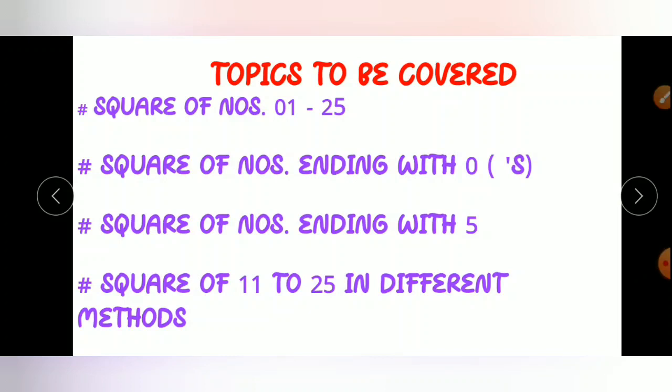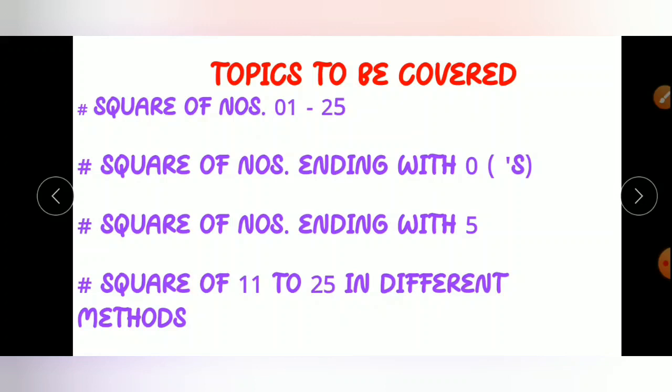In today's topic, we will discuss the squares of numbers 1 to 25, squares of numbers ending with 0, squares of numbers ending with 5, and squares of 11 to 25 by different methods. These are some tricks about squares of numbers. By using these tricks, you can get the square of any number in much less time. It is very efficient and very beneficial to students appearing for competitive exams.